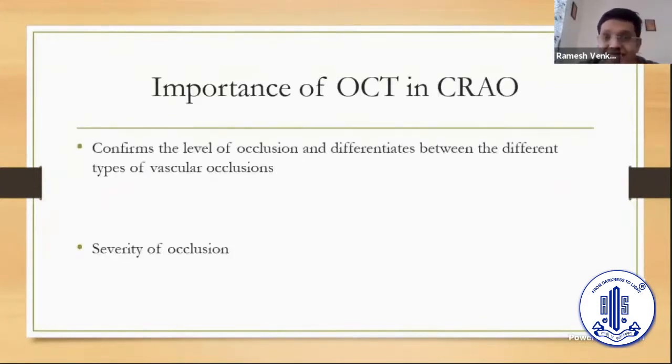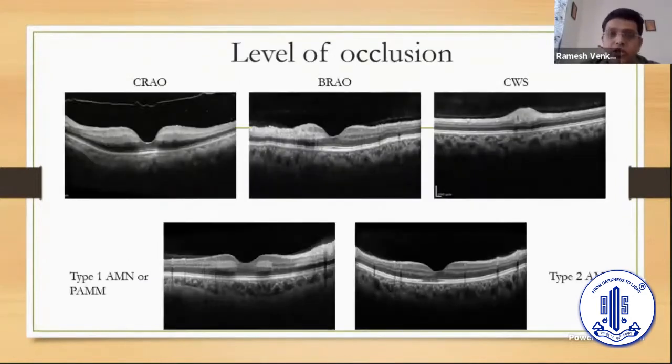So basically, it tells us the level of occlusions and it differentiates between the different types of vascular occlusions. It also tells us the severity of vascular occlusions. So let me just show you how it tells about the level of vascular occlusions.